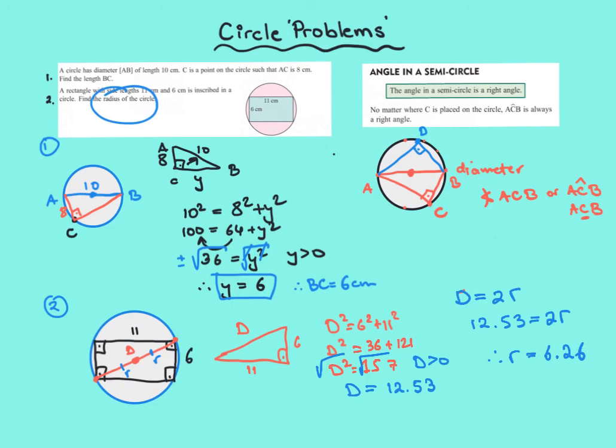Yeah, that is correct. And then check the units. So check the units, centimeters. So the length of the radius of this circle is equal to 6.26 centimeters.